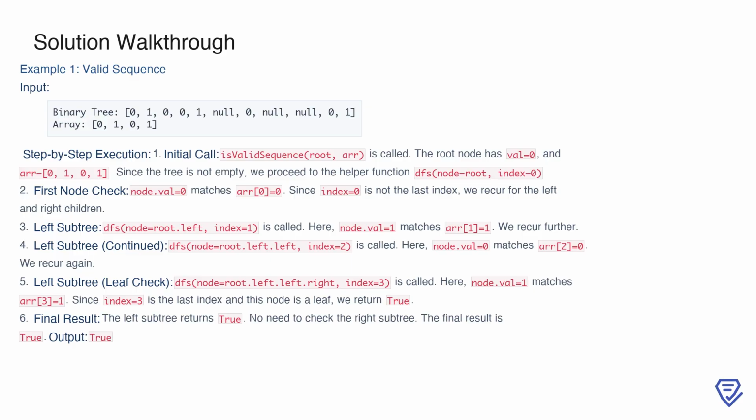At the first node, the values match, and since we're not at the last index, we continue by exploring the left child. Moving to the left subtree, the next node has a value of 1, which matches the second value in the array.